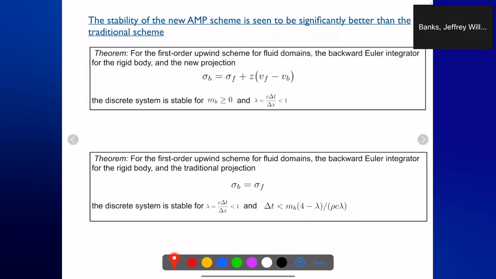Okay, so you can again do the same kind of analysis, and you can show that if you use this first order upwind scheme and this stress is really this stress in the fluid plus this jump in V, this scheme is going to be stable if there is any mass of body that's bigger than or equal to zero. It doesn't even have to be strictly positive. It can actually be zero, and the CFL number is going to be less than one. Whereas if you take the standard technique where you just take the applied force, the applied stress as being from the fluid, that thing is only going to be stable under restricted time step delta T. And you see that as MB goes to zero, so does the time step.